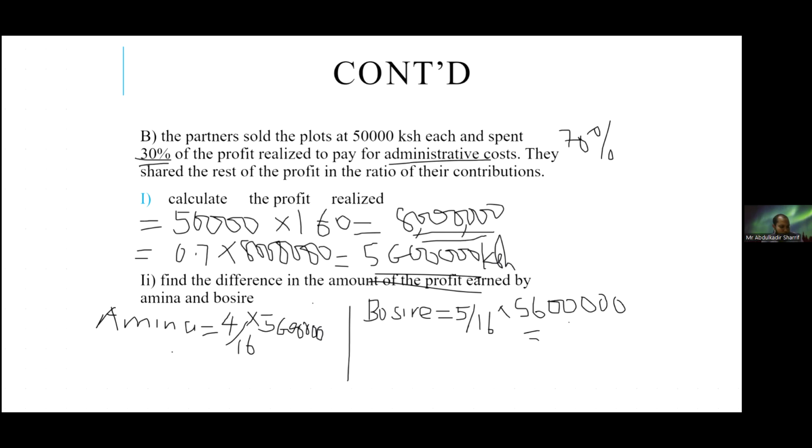So 5 over 16 and 4 over 16 times 5,600,000. So 4 over 16 times 5,600,000 will give me 1,400,000. Hapa milioni moja na laki nne gives me 1,400,000. And 5 over 16 times 5,600,000 will give me 1,750,000.